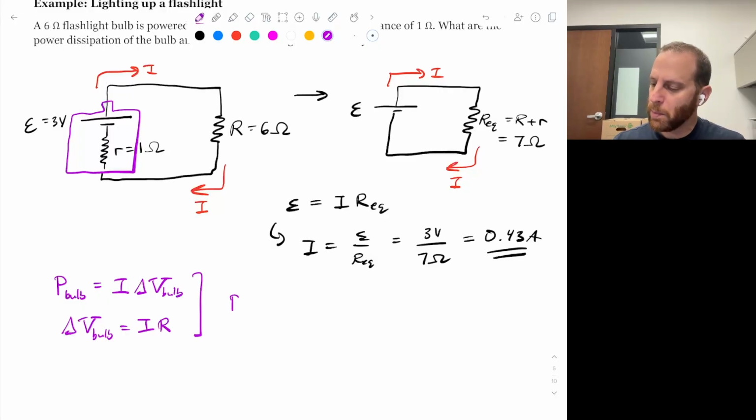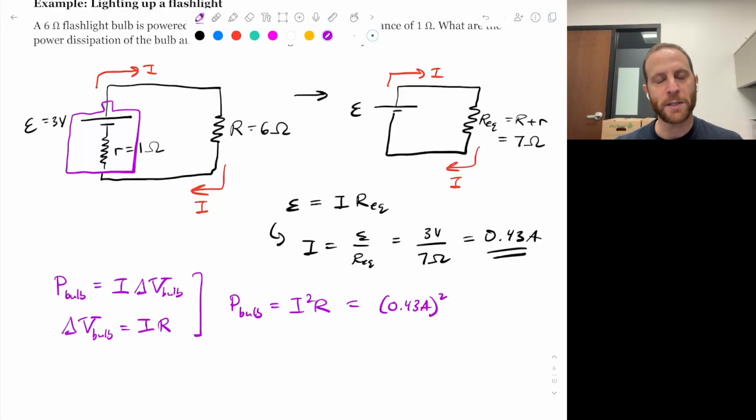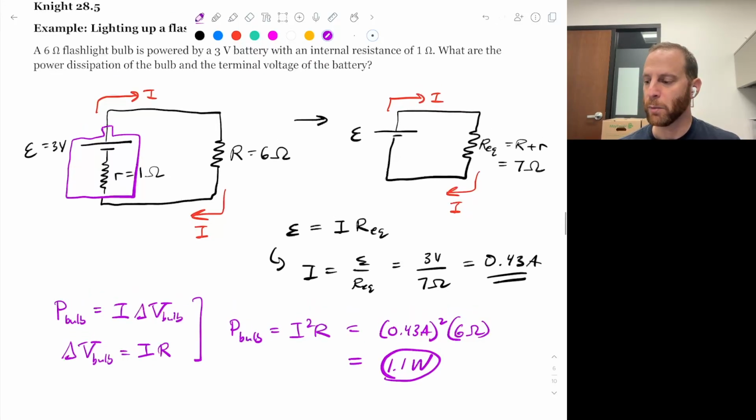In other words, the power consumed by the bulb can be written as I times IR. In other words, I squared R. And now if we want, we can plug in the current that we found, the resistance of just the bulb, because that's all we're interested in is the power consumed by the bulb. The resistance is 6 ohms, and we'll compute that to be about 1.1 watts. That's the power dissipation of the bulb.